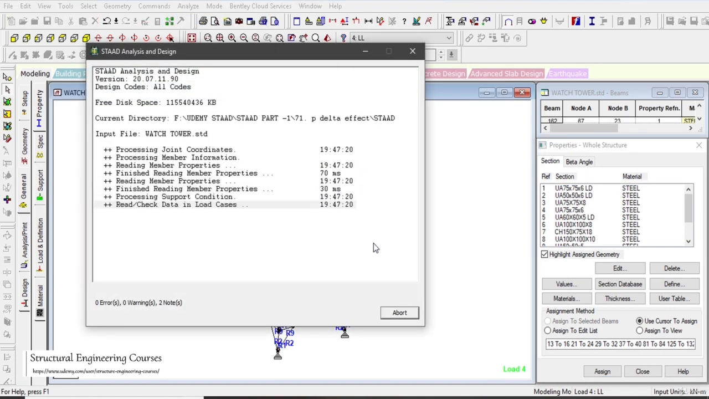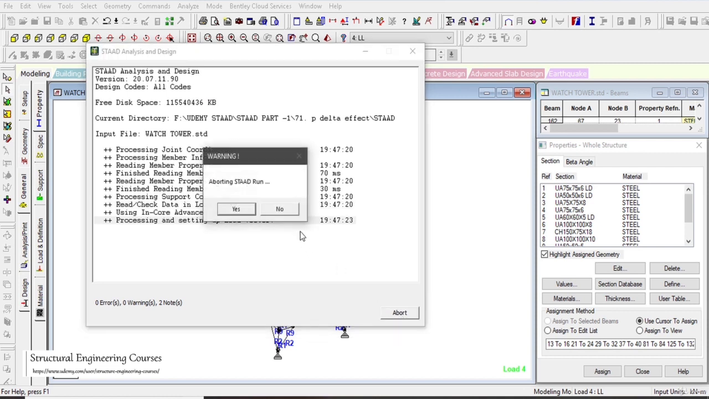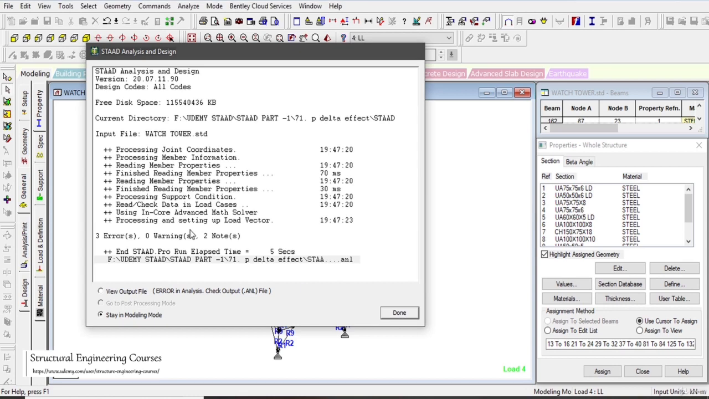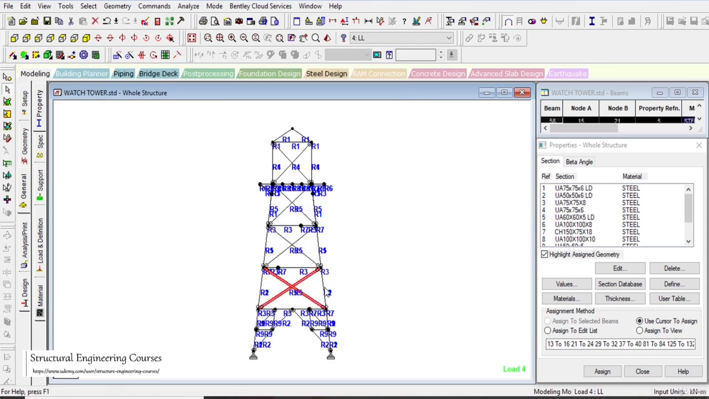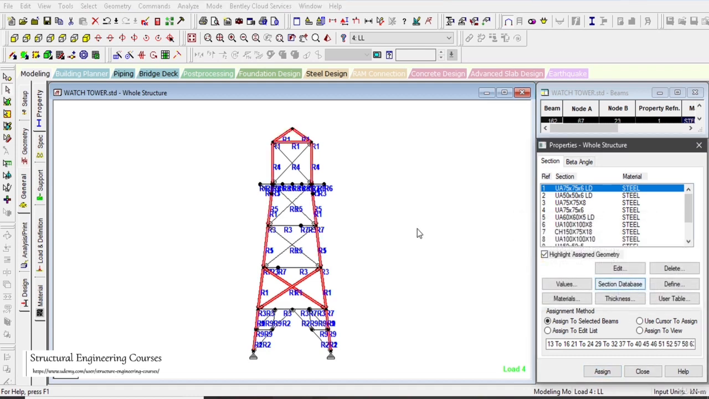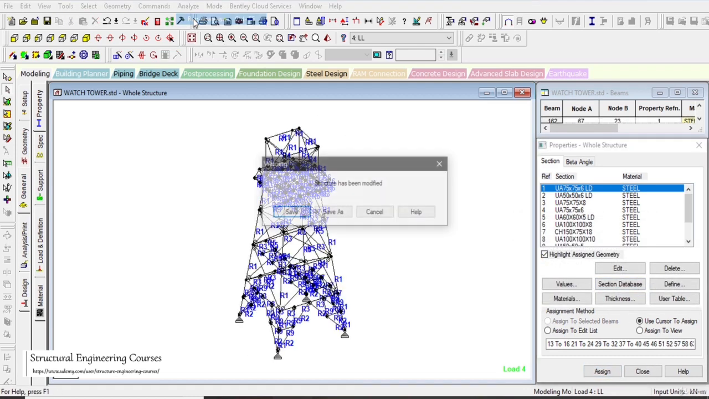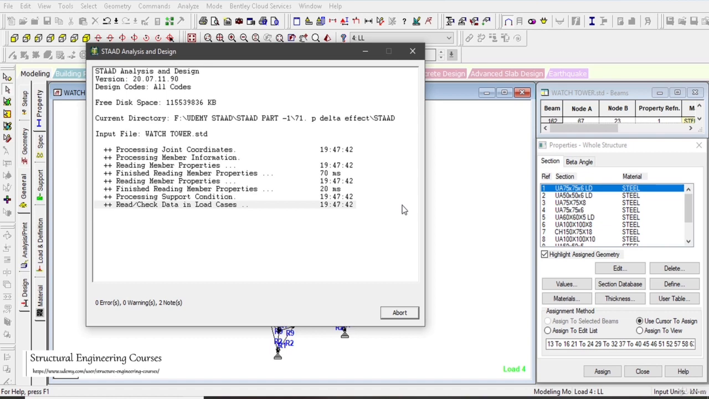And then we can check what are the members that are failing in the design. And this bracing was also getting failed. So what we can do is that we can assign the same property of this vertical members to this bracing also. So now we can check whether the structure is now passed or not.